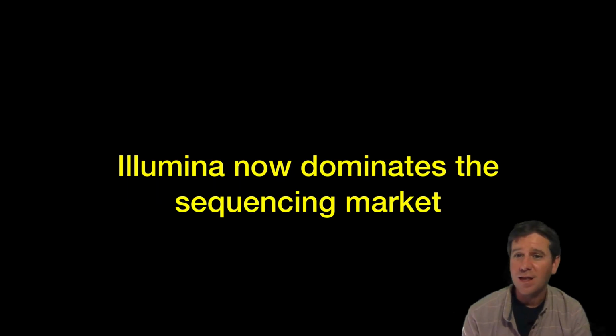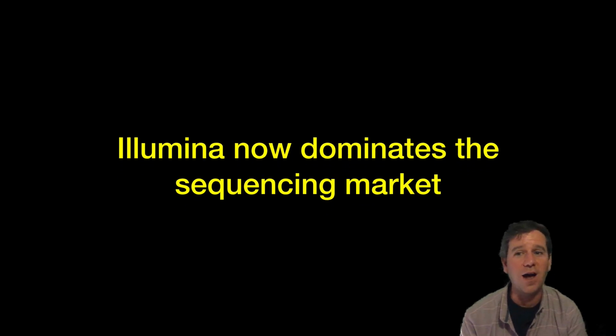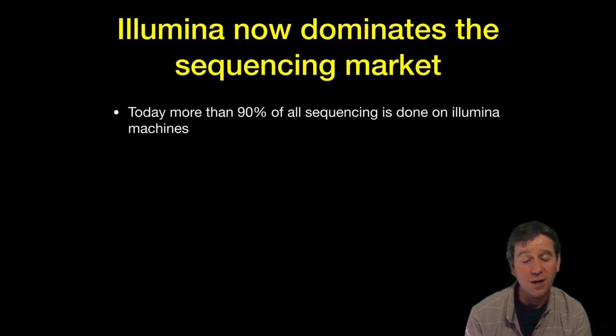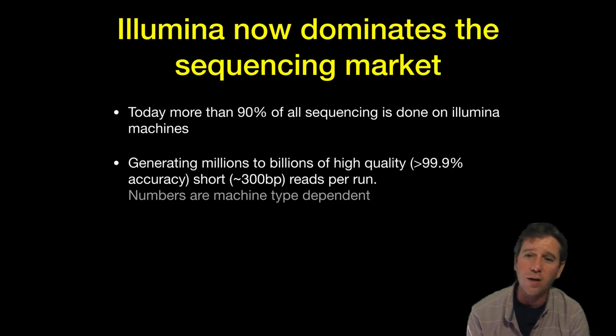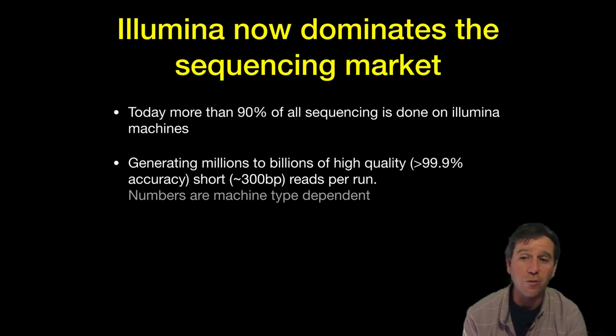It's the dominating technique in the market. Illumina dominates this sequencing market. In fact, today, I think it's well over 90% of all sequencing is done on Illumina machines. Now, they generate millions to billions, so huge numbers, of high quality, 99.9% accuracy reads, but short, so on the order of 300 base pair reads per run. Your accuracy is good, but you have short reads, as we'll see and maybe discuss in our hands-on session.